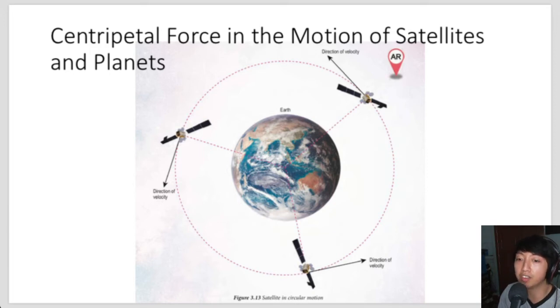So here's the interesting thing. If we were to remove this planet, then the satellite would just continue going on in a straight line. At the same time, with the planet there, the planet is slowly pulling the satellite towards the Earth. However, because it's so far away, it pulls the satellite slowly. Now, what happens when we combine these 2 forces?